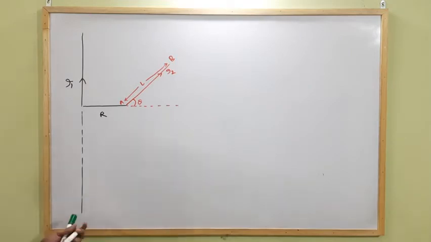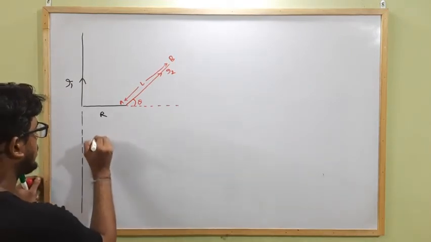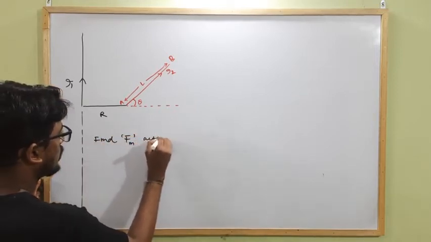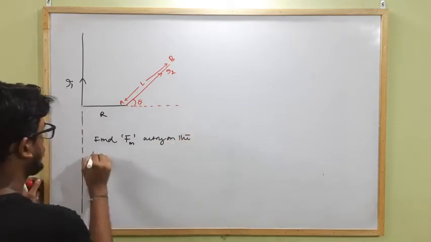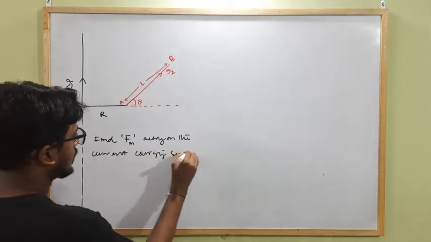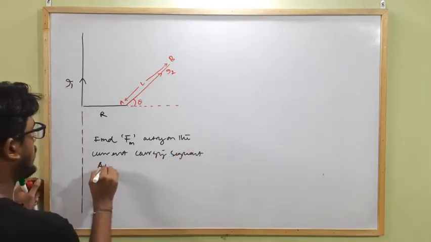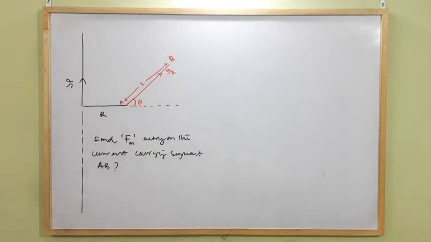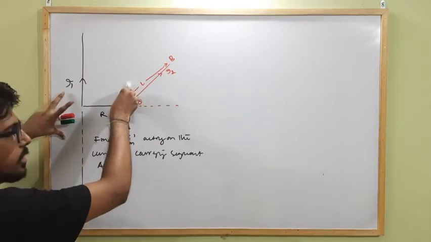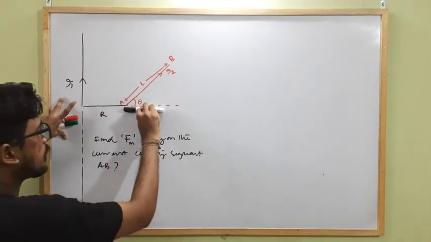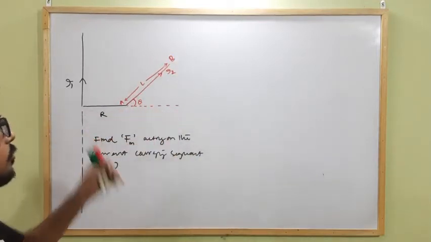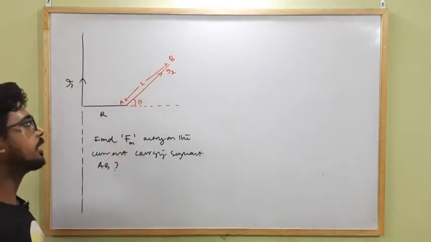Now find the magnetic force acting on the current carrying segment AB. Previously we already discussed how to find the magnetic force acting on a current carrying conductor placed parallel to this current carrying conductor. Then the current carrying conductor was placed perpendicular, and now the current carrying conductor is placed at any angle theta with the horizontal. How to calculate the net force acting on this current carrying conductor?